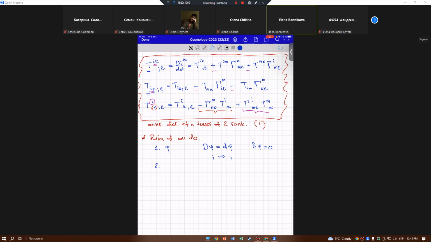Second one, we also can apply the Leibniz rule if we have this multiplication, A_i B_k, as an example. The covariant derivative with respect to L: we have A_i covariant L B_k plus A_i covariant L.